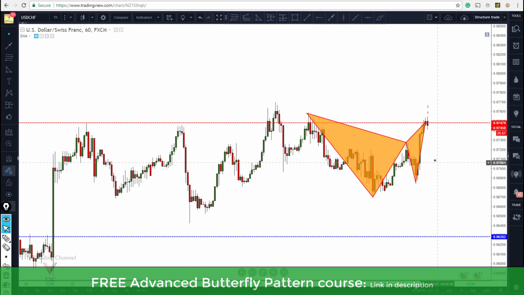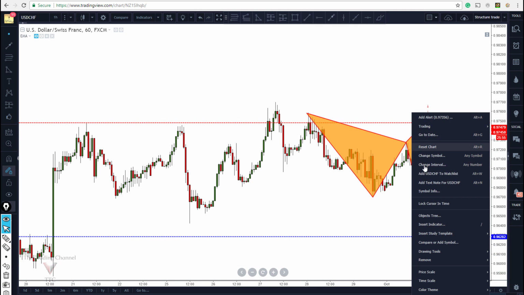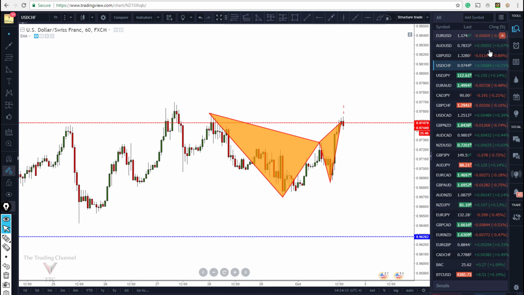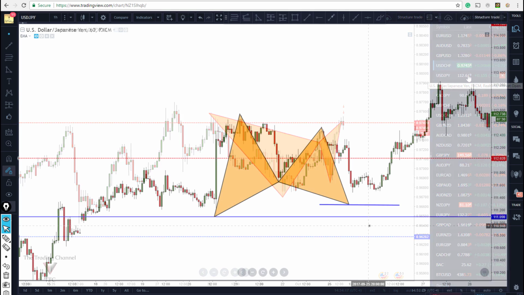But let's go ahead and move on to our next pair. That's what we're expecting here out of the dollar Swiss. That's something we're taking a look at the moment here on this pair, and we'll see how this plays out. But next up, we're going to take a look at the dollar yen and discuss the major levels of structure we're paying attention to for trading opportunities on that pair.